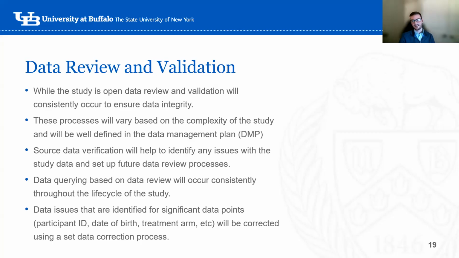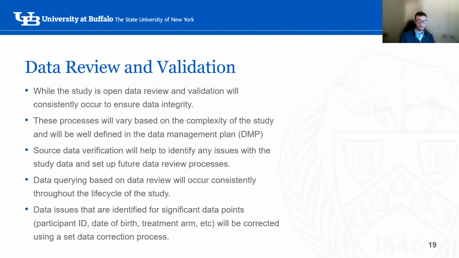And then data issues that are identified for significant data points, this could be like participant ID, date of birth, and treatment arm, will be corrected using a set data correction process. This process will allow for proper documentation of important changes and can be presented to key personnel in case of an audit. So data corrections may not need to occur for a study. A study might go through its entire life cycle, never need a data correction because all of these key points were always entered correctly. But if it does need to occur, we need to make sure that process is set up because this is something that auditors look at.